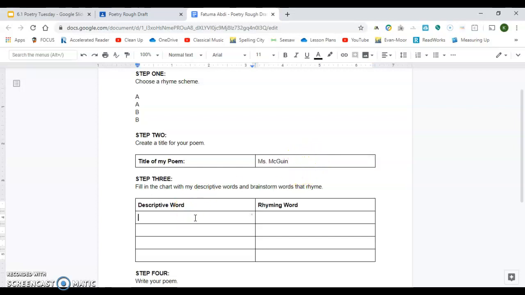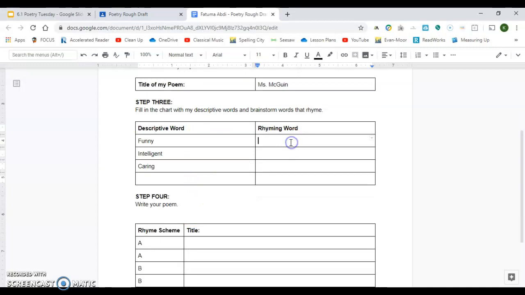All right, now my descriptive words. Well, I said she's intelligent and caring. I need to come up with some words that rhyme with these words. In order for me to write my poem, I'm going to need some rhyming words.